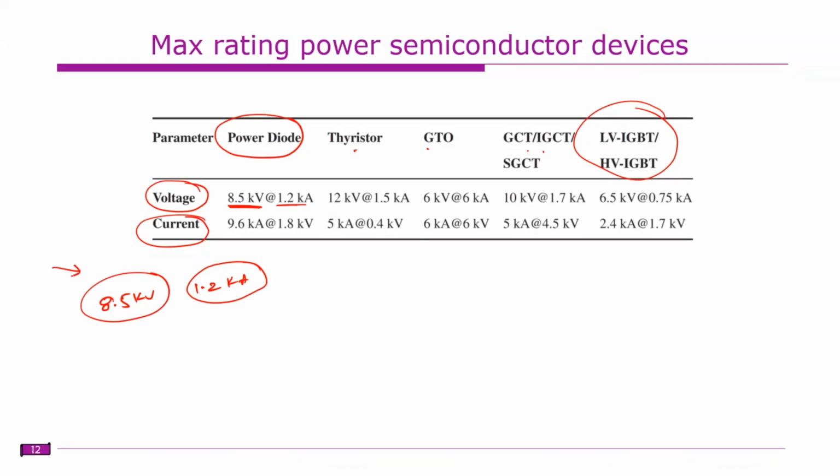Both things will not occur simultaneously. When the device is open, it can withstand up to 8.5 kilovolts, and when the device is in conduction, it can allow a current of 1.2 kiloamperes. That is its meaning. Here voltage is the targeted parameter. In the other case, current is the targeted one, so we have devices capable of handling 9.6 kiloamperes of current, but with reduced voltage, that is 1.8 kilovolts.